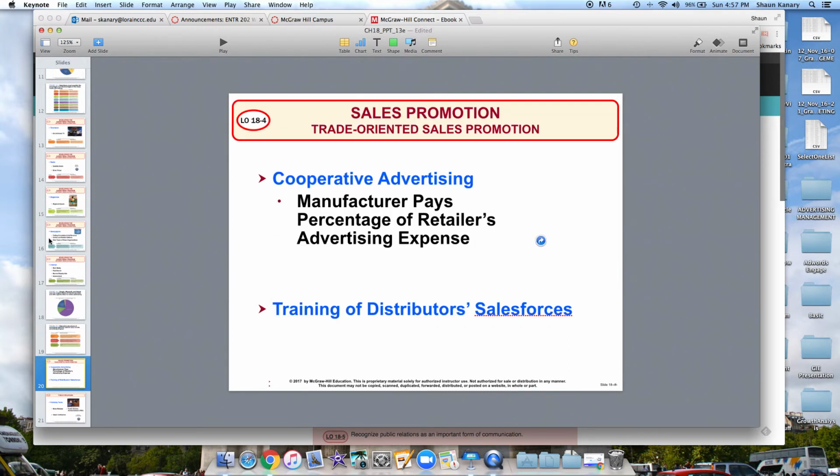The types of trade-oriented sales promotion. Cooperative advertising. This is when the manufacturer pays a percentage of the retailer's advertising expense. A lot of co-op ads you'll see on TV for McDonald's. Brought to you by Northeast Ohio McDonald's. Or automobiles. When you're seeing an ad for a dealership, a lot of times they're paid for by the manufacturer of the product.